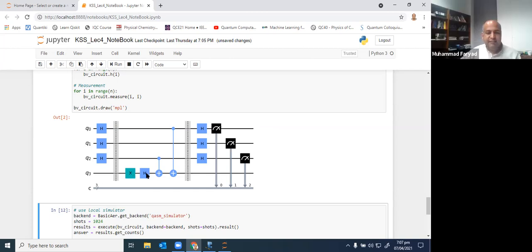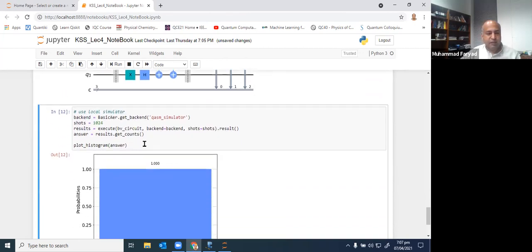So this X and H is preparing the ancilla qubit, and then I have this secret string implemented through these 2 CNOTs. So this is the phase oracle part, and then Hadamard, and then 3 measurements. So you see, we don't do anything to Q3 after implementing this phase oracle.